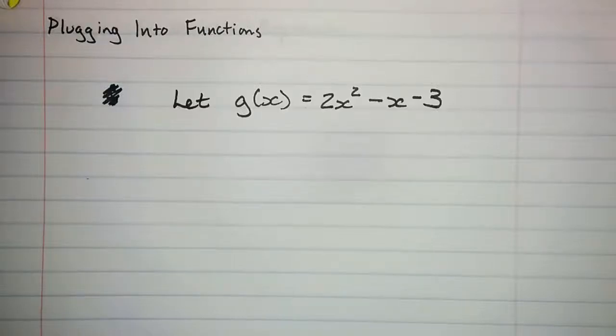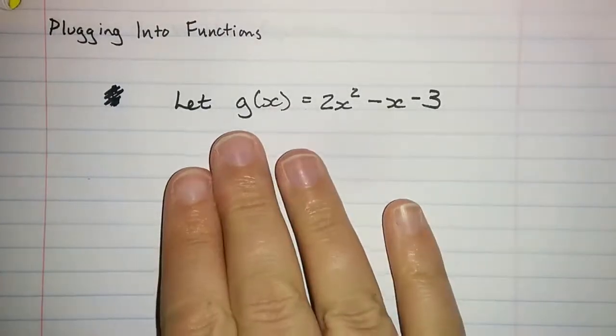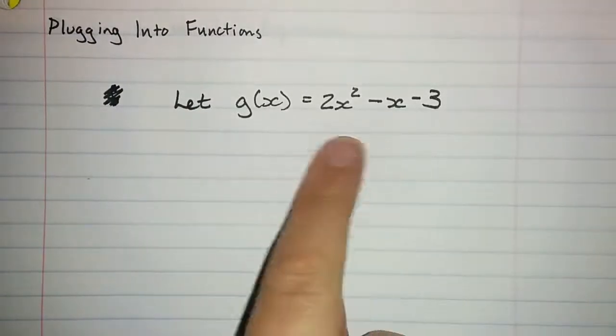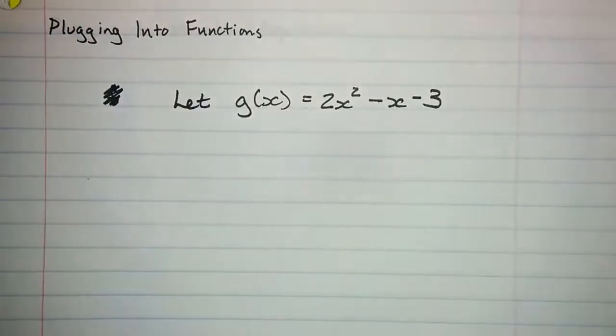Let's talk about the notion of plugging into functions. And in order to do that, we're going to need to have a function in front of us. Let's consider the function g of x, which is defined by the formula 2x squared minus x minus 3.